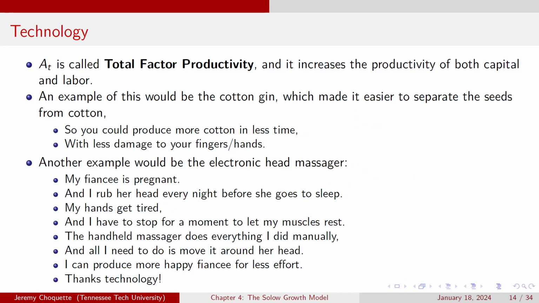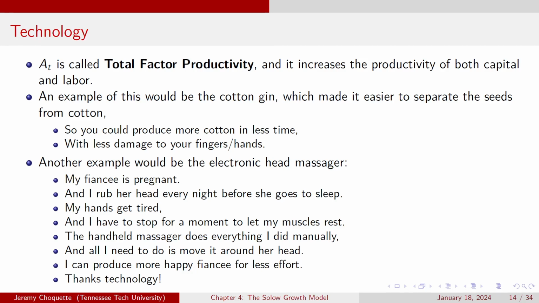Now, A is called total factor productivity, and it increases the productivity of both capital and labor equally. An example of this could be the cotton gin, which made it easier to separate the seeds from the cotton after it got picked. So you could produce more cotton, but in less time with less damage to your fingers and your hands. It was an incredibly awesome piece of equipment. Now, a lot of you would be like, okay, there have been so many different inventions. Why are you doing the cotton gin? Well, the thing is, the cotton gin made capital and labor more productive. Maybe equally, we'd see.